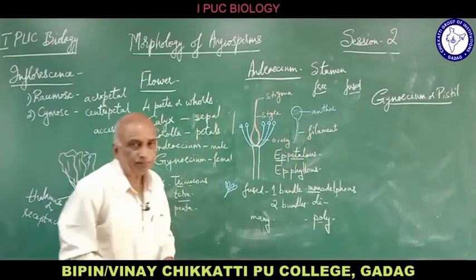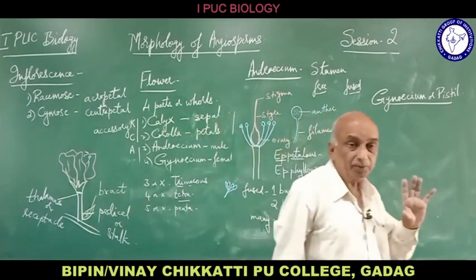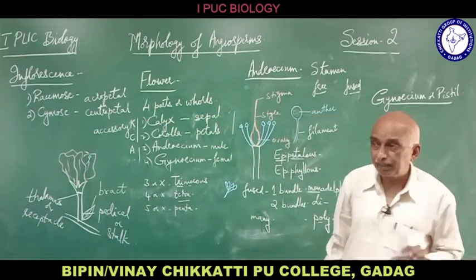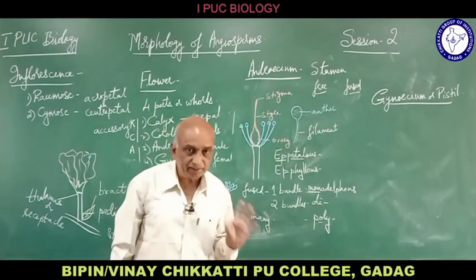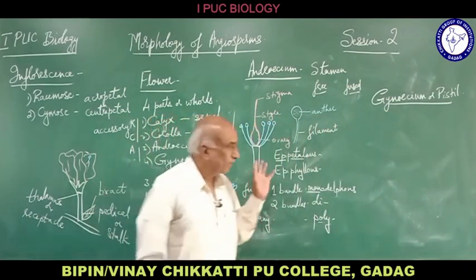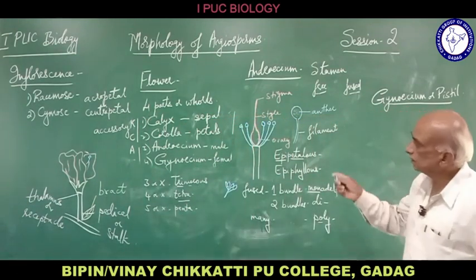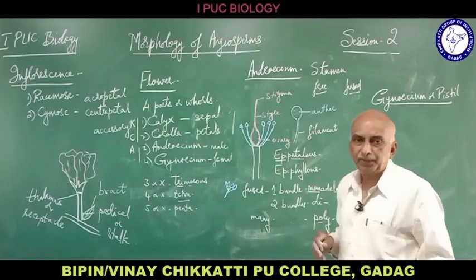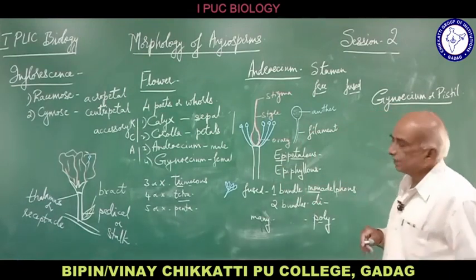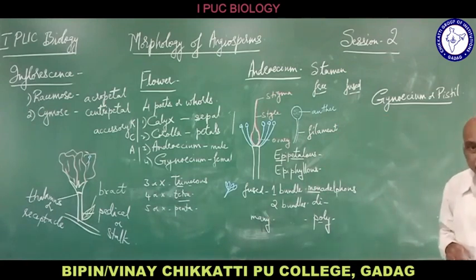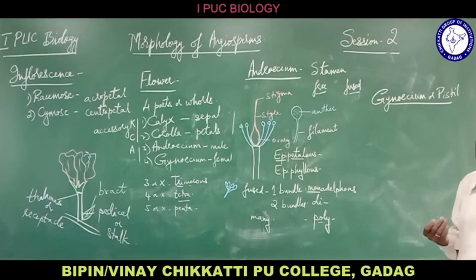Gynoecium is the female reproductive organ, which is also referred to as pistil, another name for that. It consists of the basal swollen part called the ovary, and from the ovary there is an elongated vertical slender stalk which is called the style. The tip of the style is called the stigma. The length of the style varies from flower to flower, and the nature and shape of the stigma also vary from species to species.